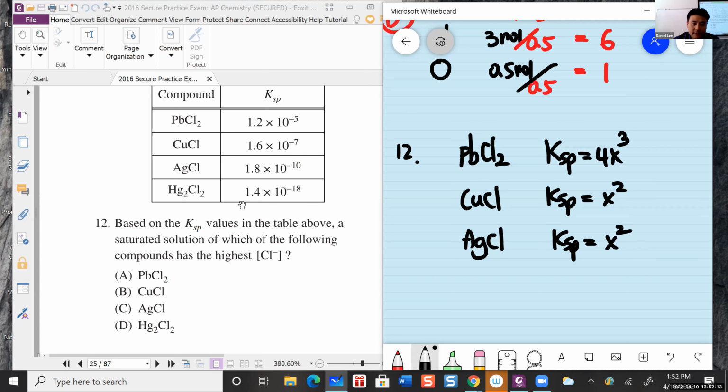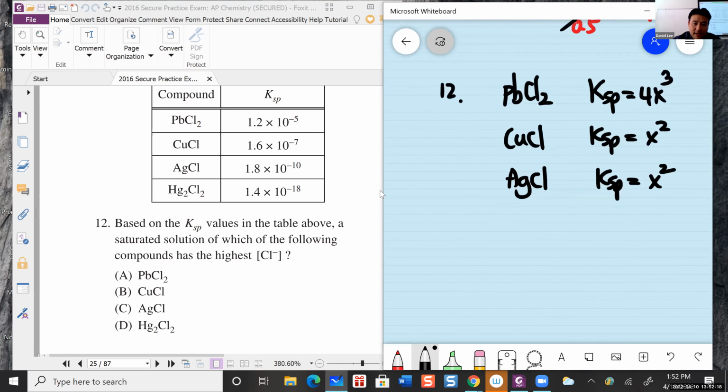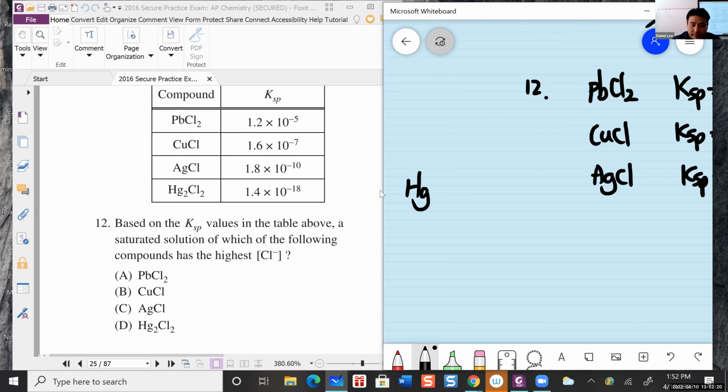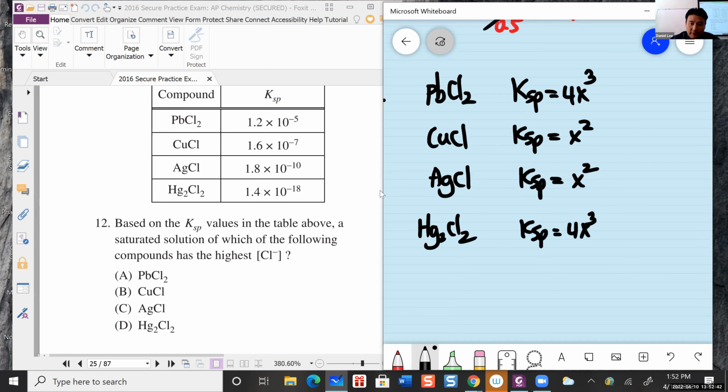And the last one, mercury chloride, okay, that confused a lot of people. That is 3 ions because mercury(I) is diatomic, and 2 chloride. So that is three ions as well, for mercury(I) chloride. So Ksp is also 4x cubed. So we're looking for the highest concentration of Cl minus. So technically, you got to solve. If you look at that, it's probably the first or the second one because it's so big, right?